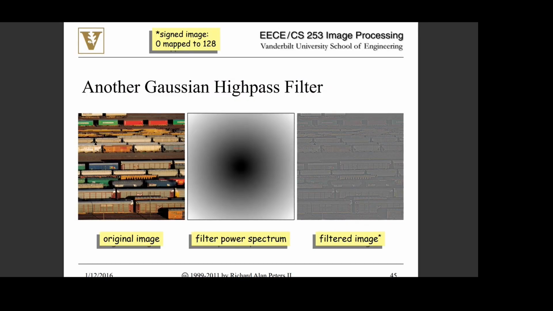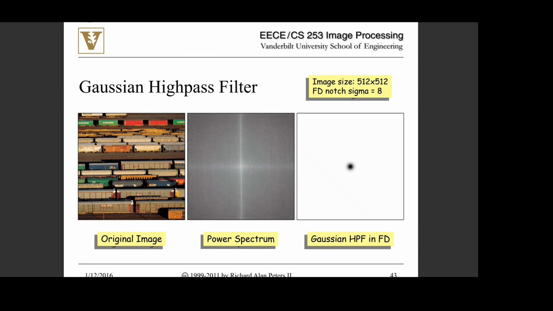We can make the Gaussian larger, so we will skip more frequencies. So you can compare that one with this one. In this one, we are losing very few.